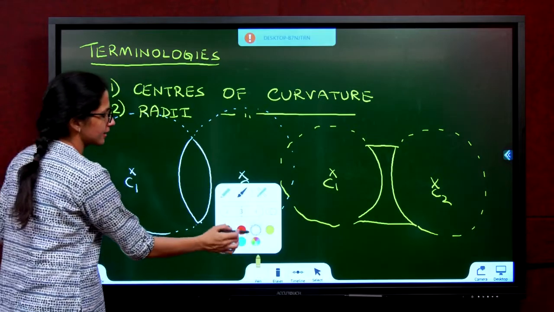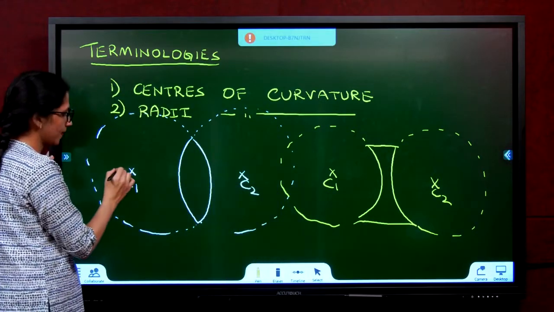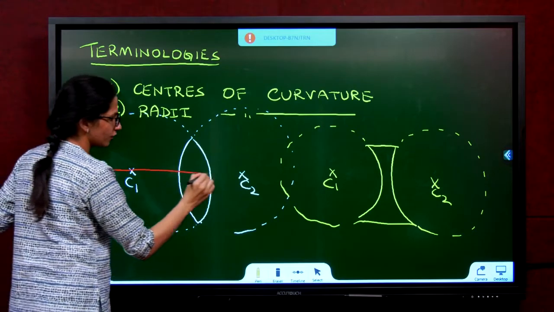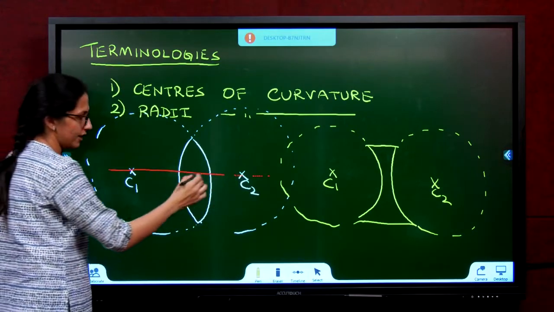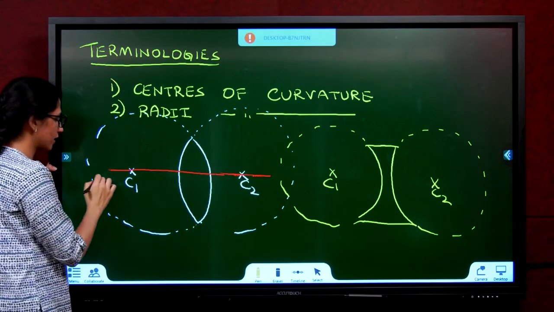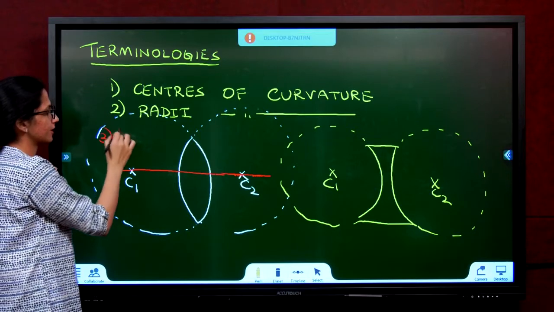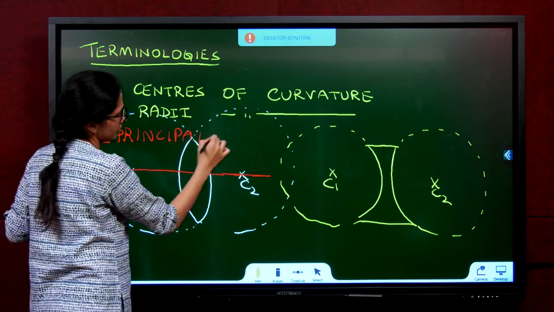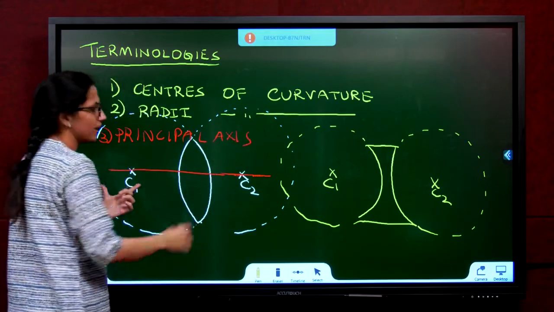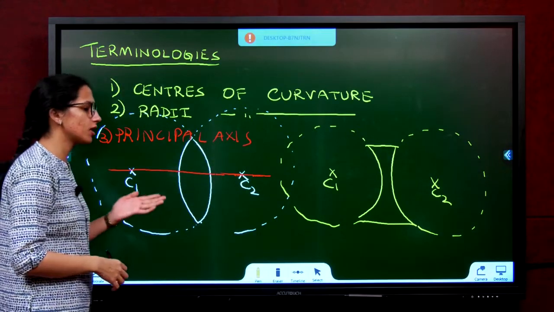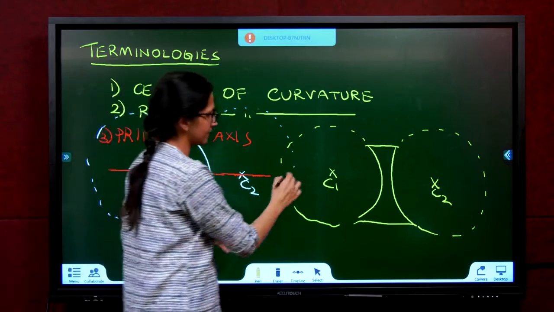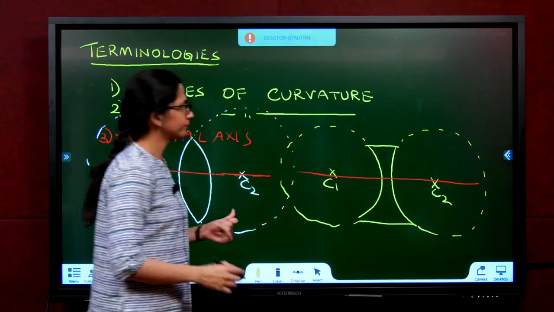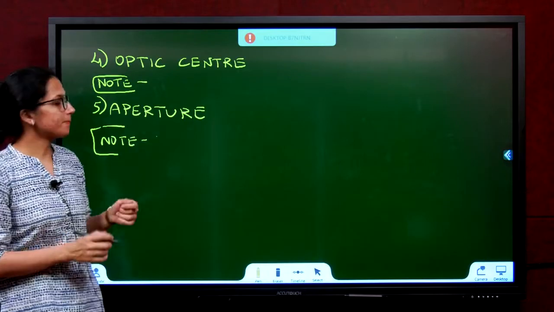The line passing through the two centers of curvature of a lens is called the principal axis. This brings us to the third point, principal axis. Line passing through the two centers of curvature is called the principal axis. Same thing over here.